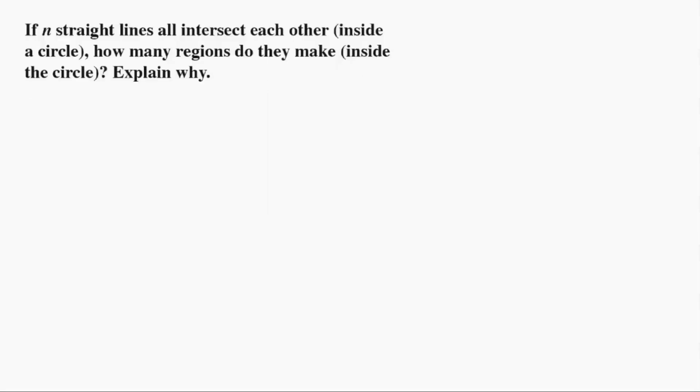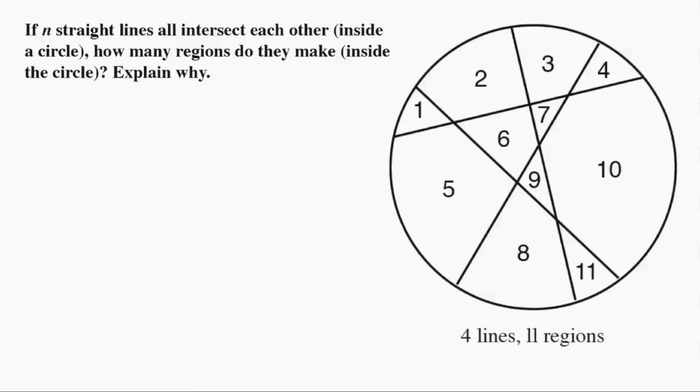For example, it is difficult here to see how these 4 lines have produced 11 regions. But if we now think of the next case, that of 5 lines, it's relatively easy to discern the effect on the number of regions of adding this extra line.